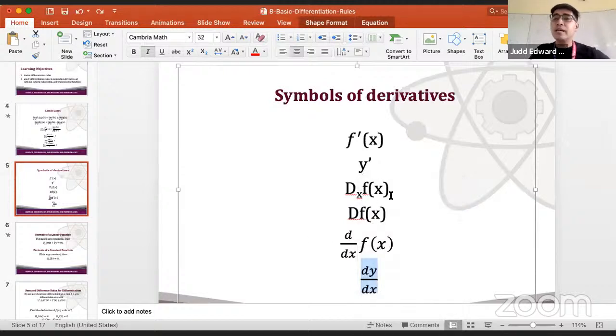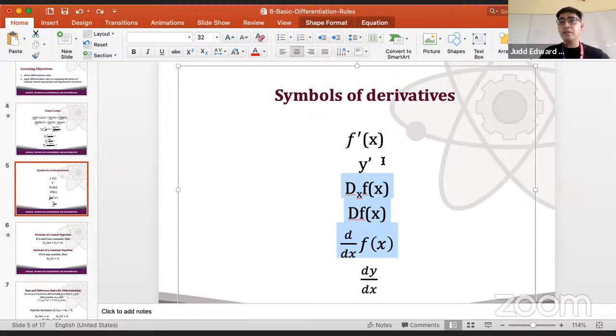Pero sa ibang books, makikita nyo pa rin to. Yan, makikita nyo pa rin yung mga yan. So, pero ang common na ginagamit natin is yung first, yung second, and yung third. Ito pong last na meron tayo. Okay po? So, kapag nakakita kayo ng f prime of x, y prime, dy over dx, therefore, it means that we are getting the derivative.